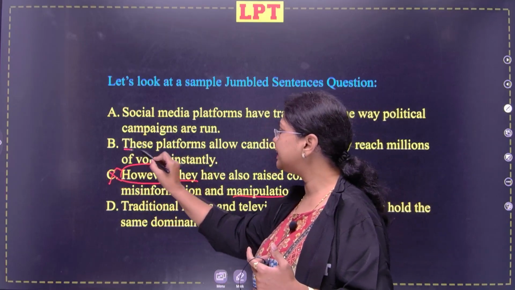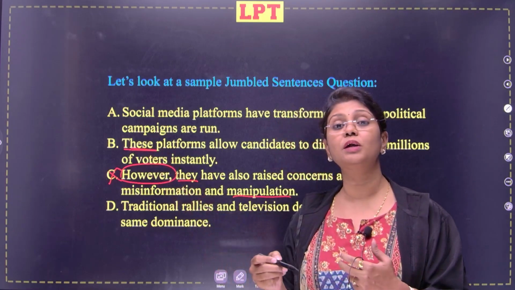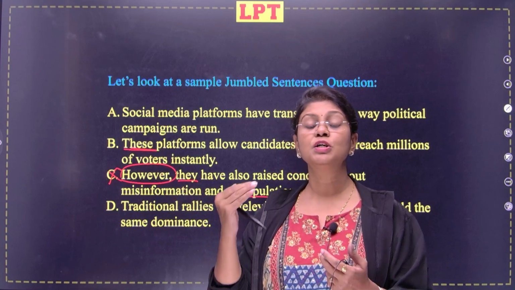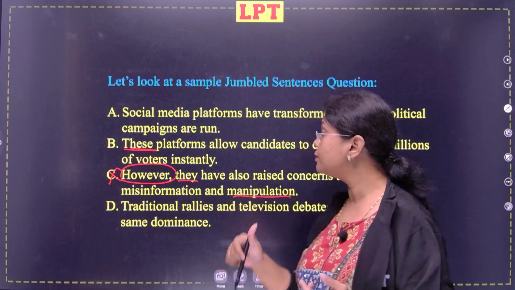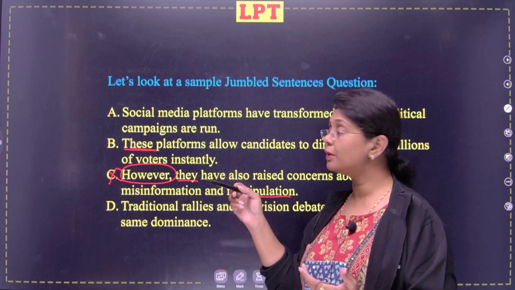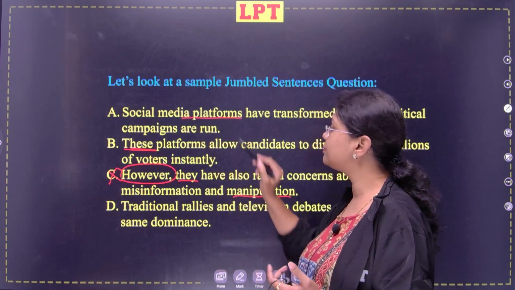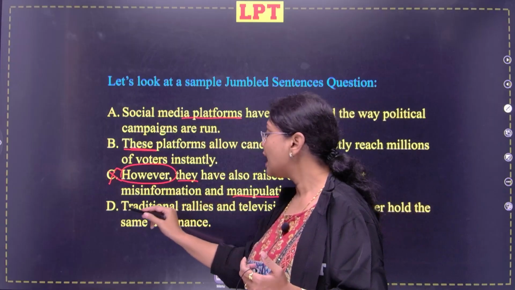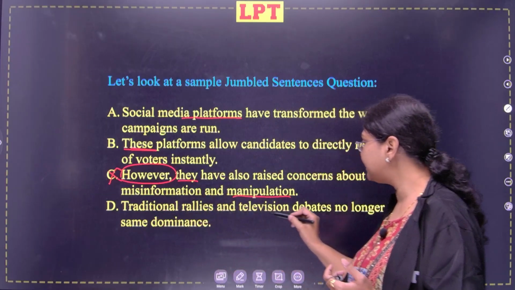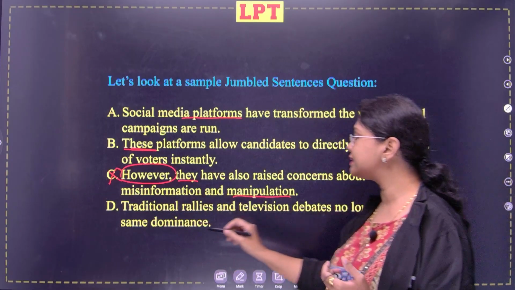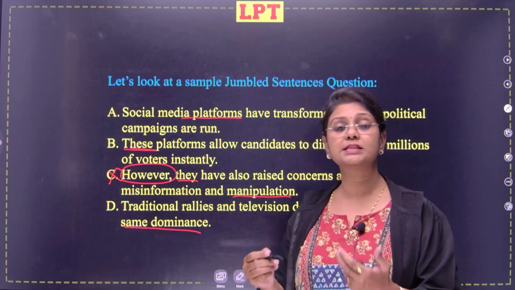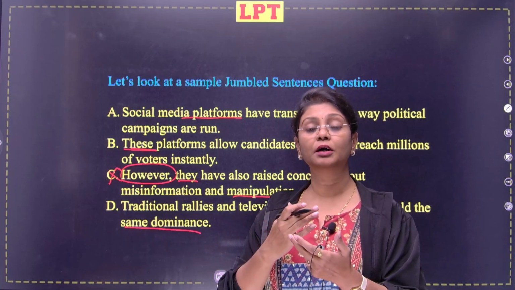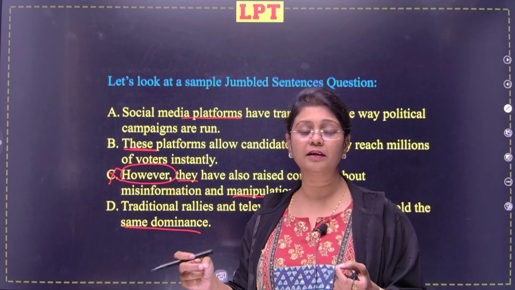Then B says "these platforms". Now look at the pronoun usage that you have got here. It refers to these platforms, and where do we talk about platforms? We have talked about social media platforms in A, right? And D says traditional rallies and television debates no longer hold the same dominance. This is a discussion that is happening in the middle of the entire discussion process.